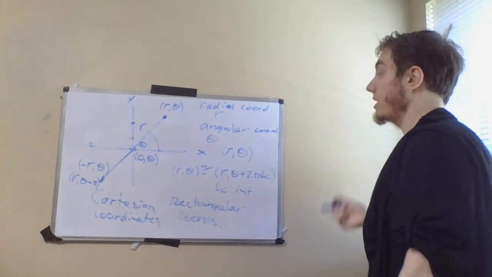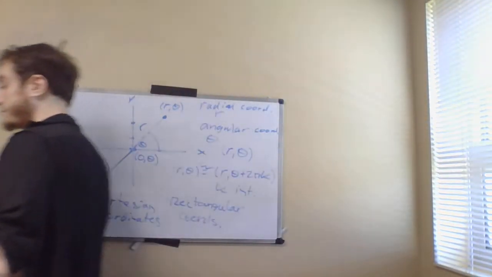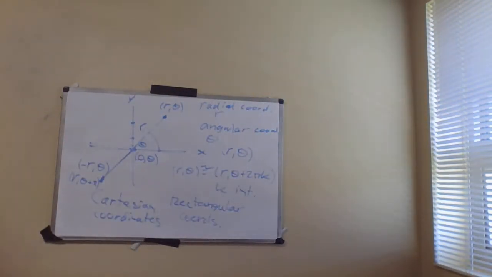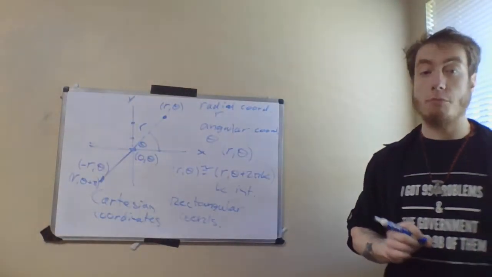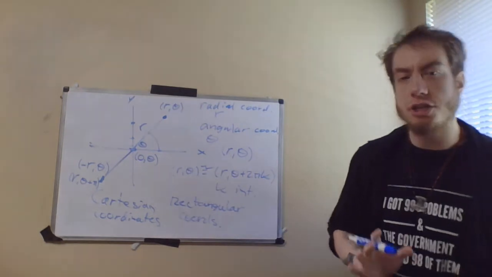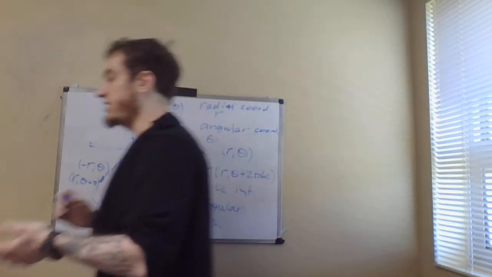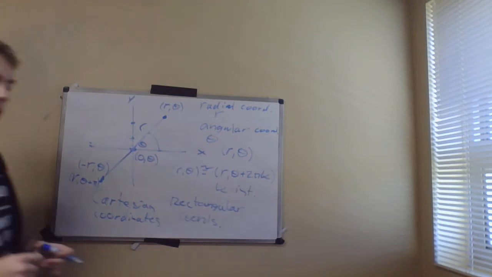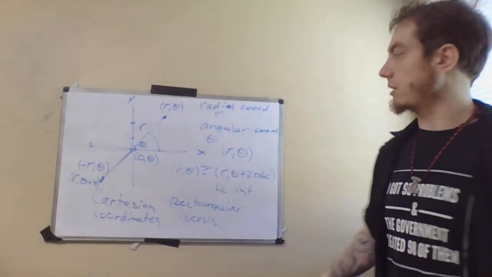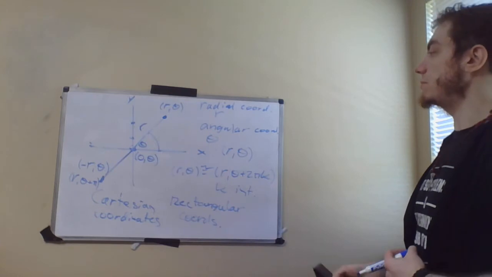If I give you a point, you can write down radial and angular coordinates for it uniquely subject to those conditions. But there are other conditions that I could choose instead and that I may want to choose in some situations. So let's take a minute to think about locating some points here using polar coordinates.